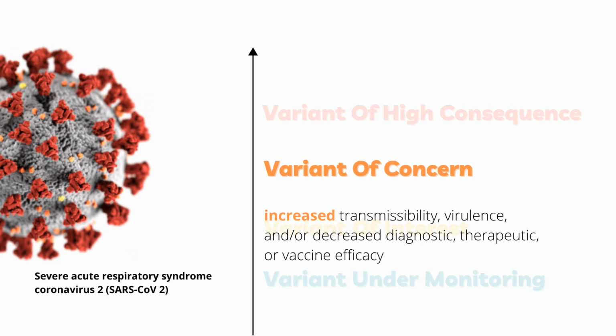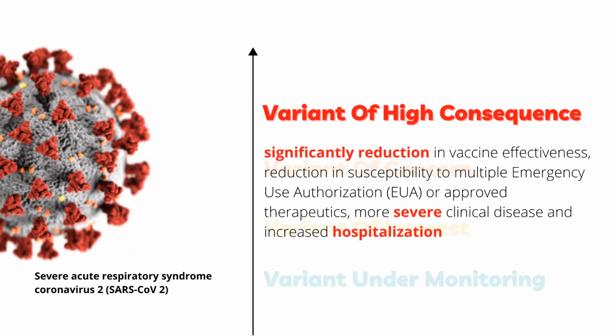And variants of high consequence are variants that demonstrated failure of diagnostics, with evidence to suggest a significant reduction in vaccine effectiveness, a disproportionately high number of vaccine breakthrough cases, or very low vaccine-induced protection against severe disease, significantly reduced susceptibility to multiple emergency use authorization, EUA, or approved therapeutics, more severe clinical disease and increased hospitalizations. No variants have been classified as variants of high consequence so far.